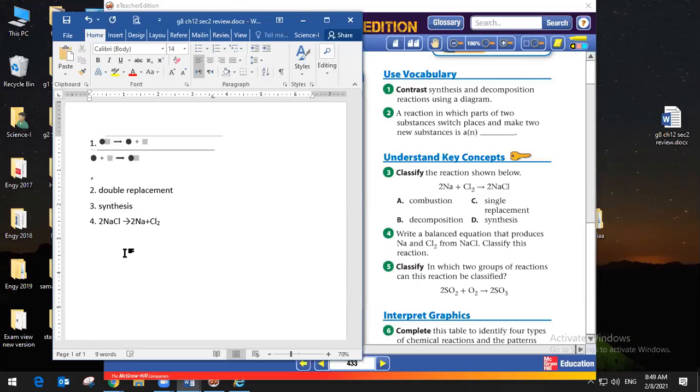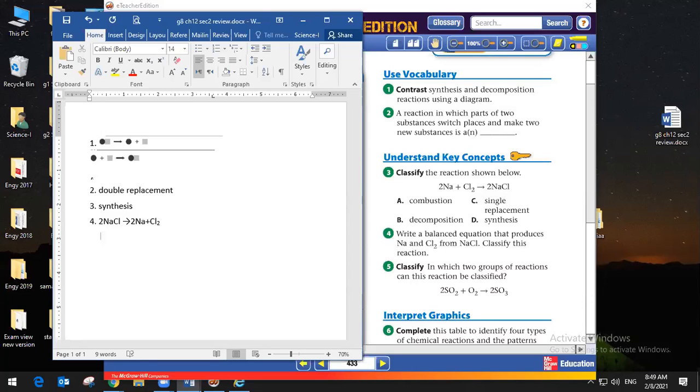Write the balanced equation that produced that. Yeah, you have another question in your edition? Yes. We have the same one but different, with H2O instead of NaCl. So let's make it, no problem, okay? So here, let's try to do this.